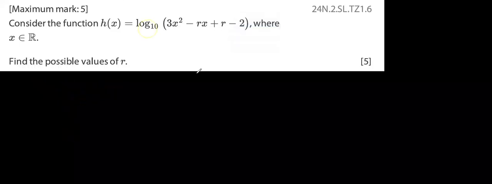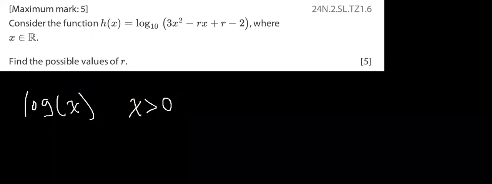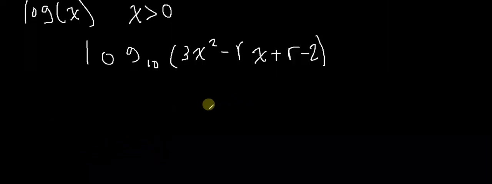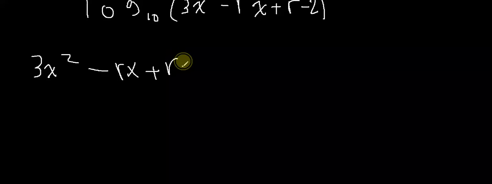Now, in order to achieve this, we need to know the log properties. So, we need to know that for log of x, for the log to exist, x must be greater than 0. And then we can extrapolate this onto our whole function. So let's rewrite this as log 10. So now that we have this expression, we can rewrite it that 3x squared minus rx plus r minus 2 must be greater than 0.